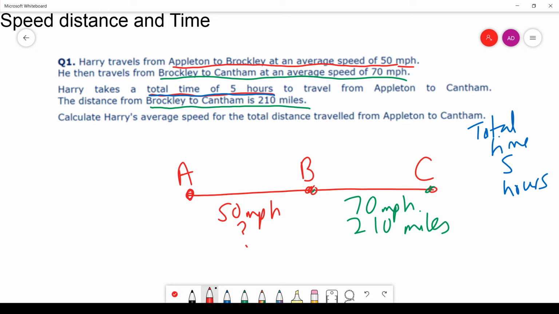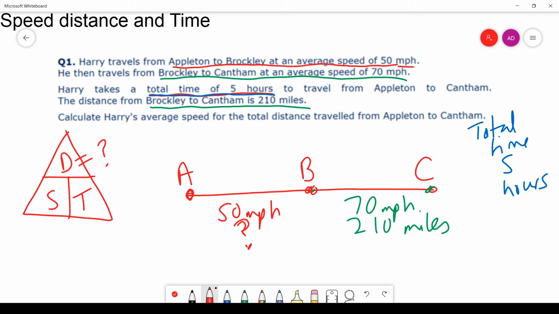Well, for that I need a DST triangle. Distance, I don't know, so that's my question mark. Speed is 50 mph, and time, I don't know. So at the moment I've got two unknowns. I don't know the time, I don't know the distance, so I can't really do anything from A to B. So let's try our luck with this bit over here.